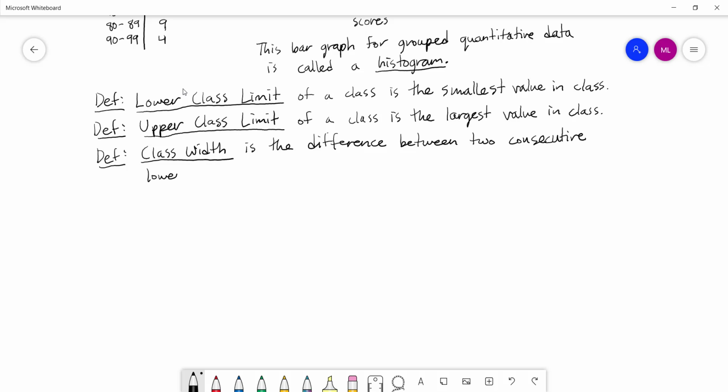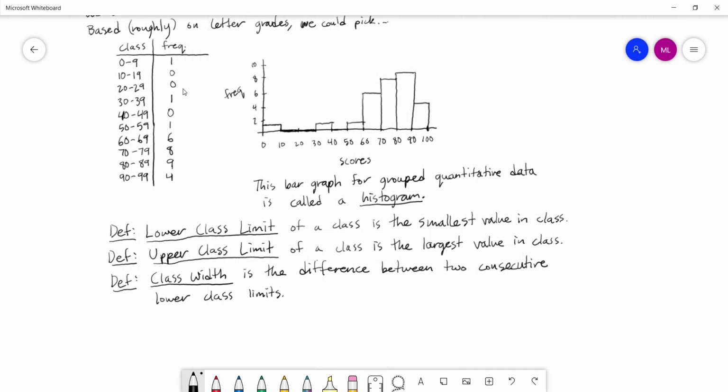Consecutive lower class limits. You could also do it as the difference between two successive or consecutive upper class limits. But the point is, in this example again, the class width is 10. Each of these basically span 10 possible values that you could get in there. So I can't compute the class width by just taking the upper class limit minus the lower class limit. So for example, if I look at this top class that I have written up here, if I took the upper class limit of 9 and subtract off the lower class limit of 0, I'd get 9 minus 0, which is only 9. That is not the class width.